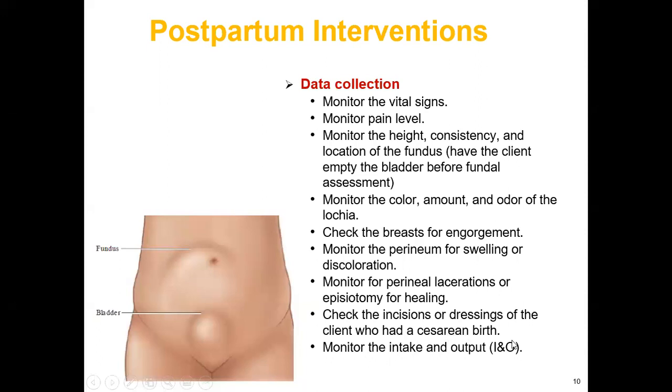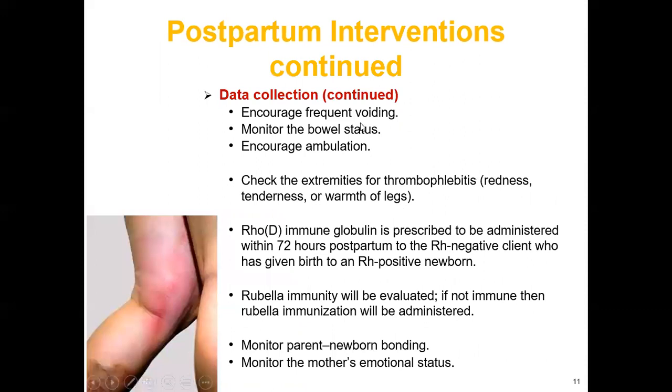Monitor the intake and output chart. Encourage frequent voiding. Monitor the bowel status. Encourage movement or ambulation, right? So you can prevent deep vein thrombosis. Check the extremity for thrombophlebitis. So you see, this is the mother. The mother was immobilized for a long time, so the mother has a chance to develop deep vein thrombosis.